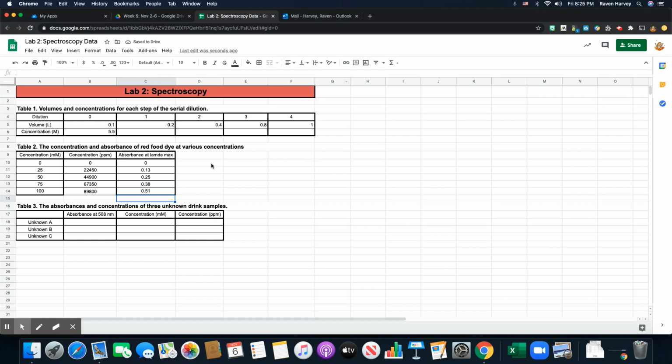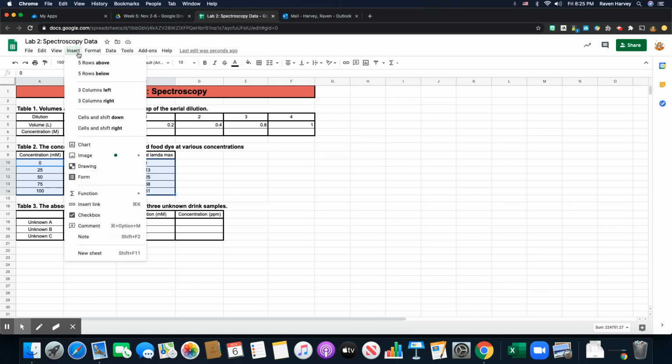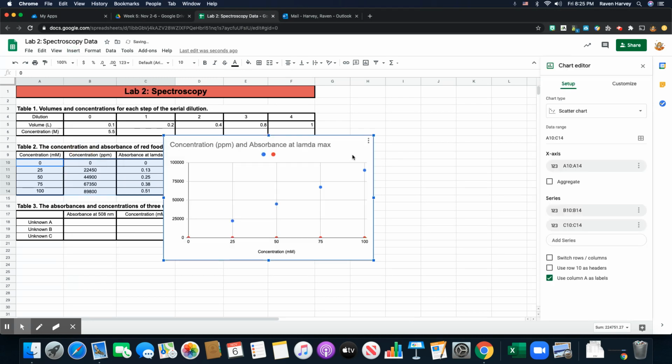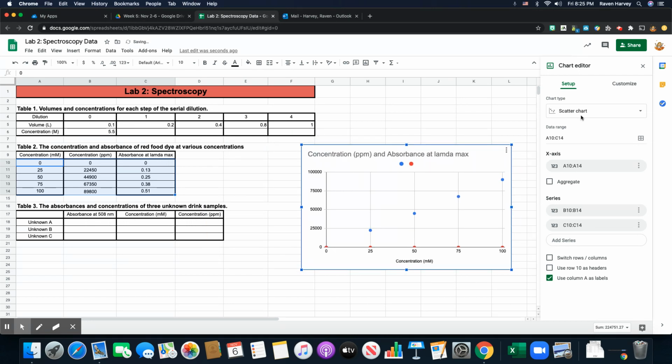And so our next step is to create our calibration curve. I'm going to go ahead and just select all of my data, all of these numbers right here. Go to Insert, Chart. Okay, pull it over here. Whenever it pops up, hopefully it says Scatter Chart. That's good. That's what you want. Your x-axis says A10 through 14, which is the concentration in millimolar. That's awesome. That's what you want.